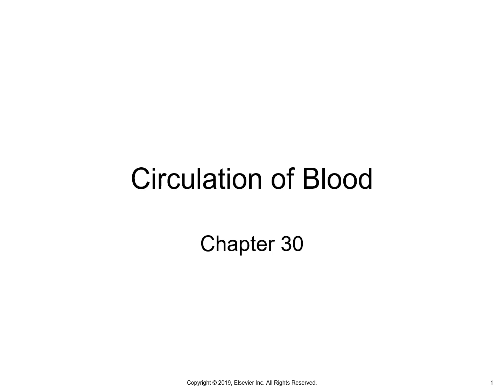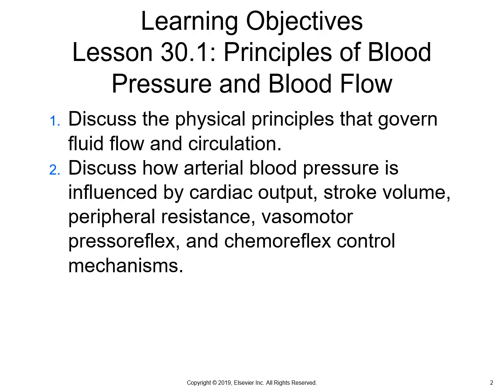Hello everyone, today we're going to be going over circulation of blood, which is chapter 30 of your text. These are our learning objectives. Discuss the physical principles that govern fluid flow and circulation. Discuss how arterial blood pressure is influenced by cardiac output, stroke volume, peripheral resistance, vasomotor, pressoreflex, and chemoreflex control mechanisms.